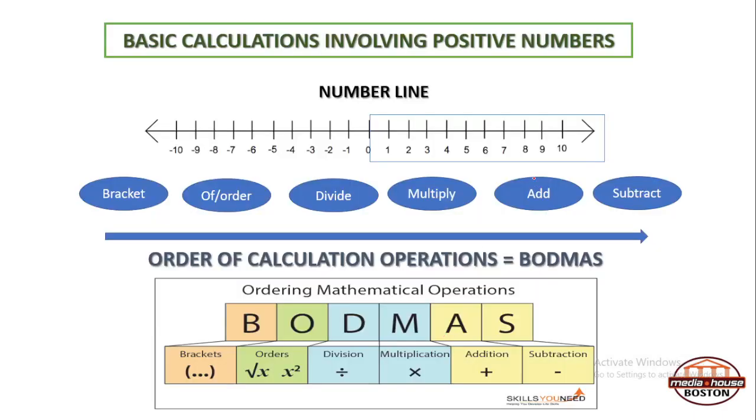So, basic calculation involving positive numbers. If you can remember our number line, from 0 going to our right, it's only our positive numbers, which are our positive integers. And from 0 going the other side, we're going to have our negative integers, which we're going to look at at a later stage.